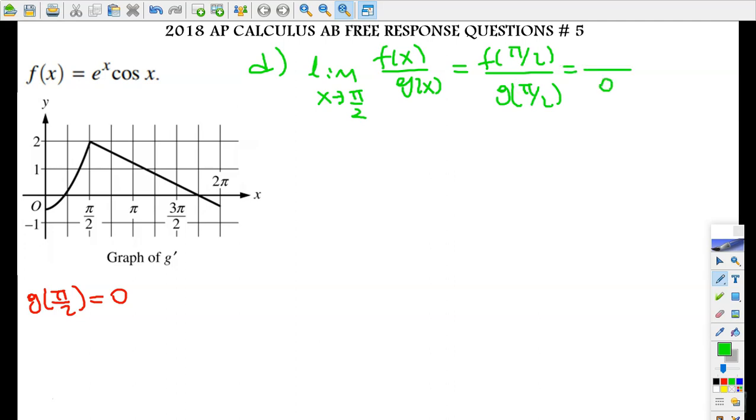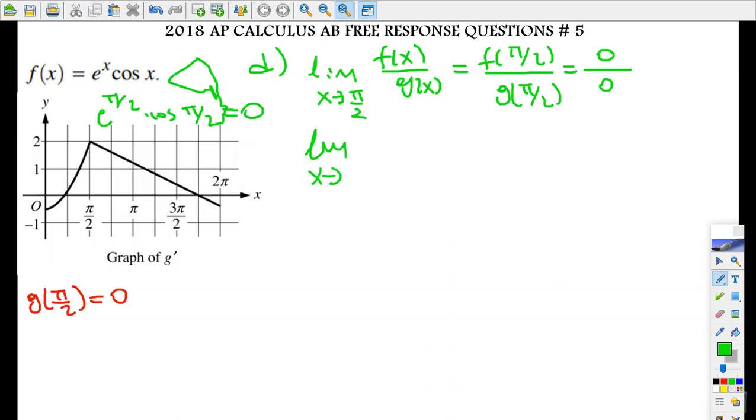And let's figure out f of pi over 2. So e to the power of pi over 2 times cosine pi over 2. We know that cosine takes the value of 0 when it is pi over 2. So this is going to be equal to 0. So 0 over 0, this is the indeterminate form. Since g of x is a differentiable function, it's going to enable us to apply L'Hopital's rule. So if I apply L'Hopital's rule and take the limit again, we're going to get this.